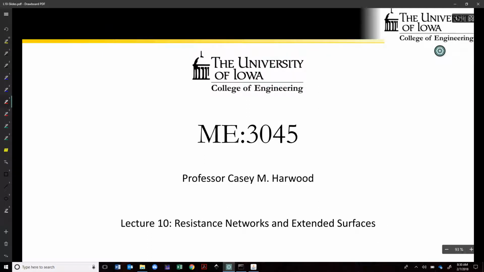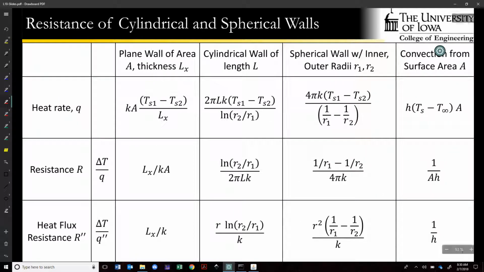Okay. Morning, everyone. So let's pick up again talking about resistance networks. Last time we went through and filled out this table that has the heat rate equation, the resistance, that is the jump in temperature divided by heat rate, as well as the heat flux resistance, which is the jump in temperature divided by the heat flux, all for the classical sorts of problems that we've been talking about.